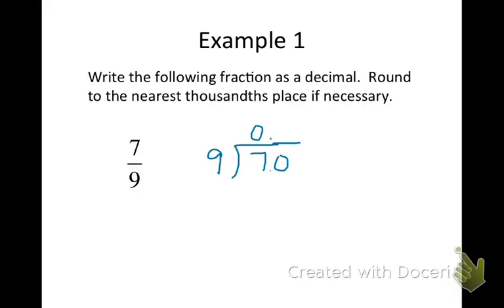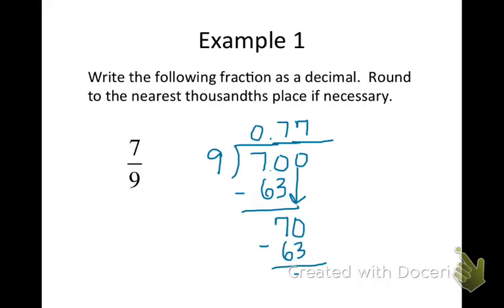You can put a leading 0 if you'd like. Then take 9 into 70, which will go 7 times. 7 times 9 is 63. And when you subtract, you'll get 7. Again, you can't take it into 7. Bring down a 0. And if you see what's happening here, you have this repeating pattern. This is an example of a repeating decimal. So it'll just go on and on and on.